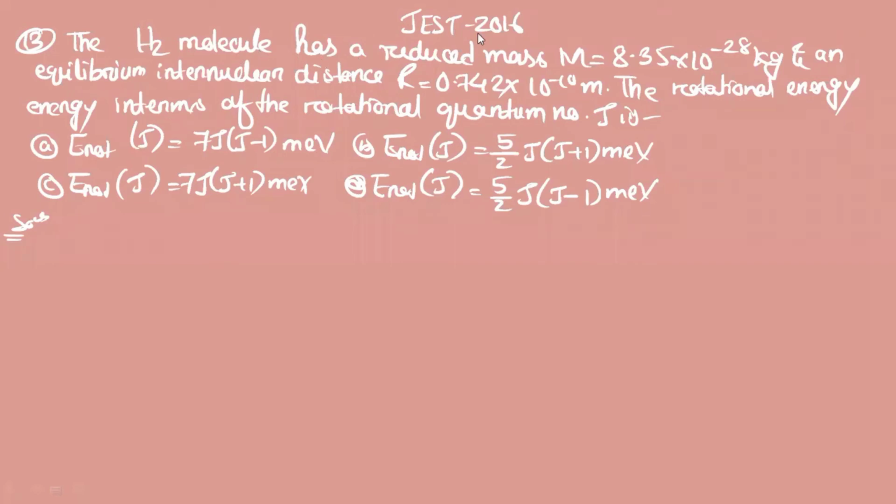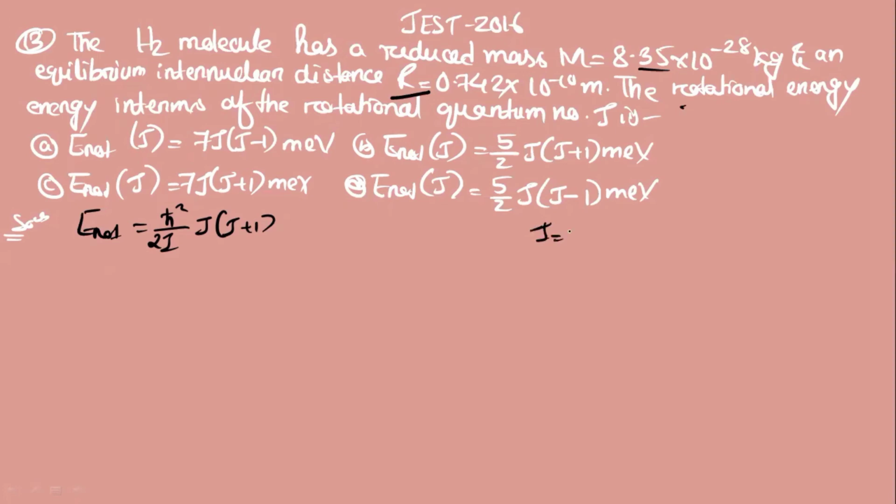Here it is said the hydrogen molecule has a reduced mass, mu equals 8.35 into 10 to the power minus 28. The equilibrium internuclear distance is r equals this one. So you will have to calculate the rotational energy in terms of the rotational quantum number J into J plus 1. So this is just direct. We are having the reduced mass and the internuclear distance. We know the formula for rotational energy is E rotational equals h cut square by 2I, times J into J plus 1. So from the formula, J into J plus 1 is only in option C and option B. So out of these two we will have one option. So we will have to calculate the value of this term, h cut square by 2I.